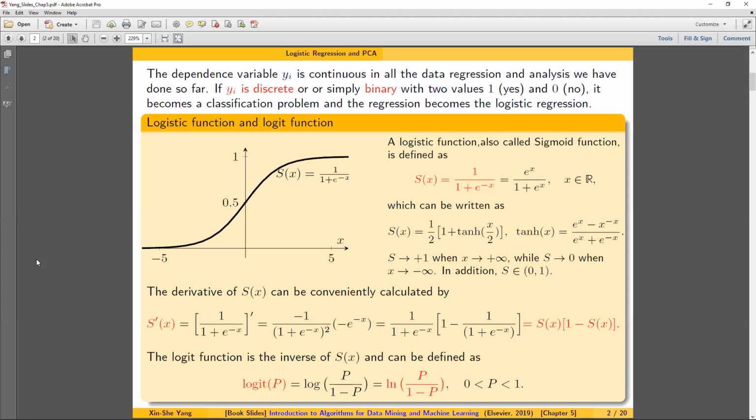If y is discrete or binary, with multiple categorical values for the y variable, then we can leverage logistic regression. So the regular regression model becomes logistic regression when the dependent variable is categorical. In other words, multiple classes, or discrete. In a very special case, it's binary, only taking yes or no, or 0 or 1.